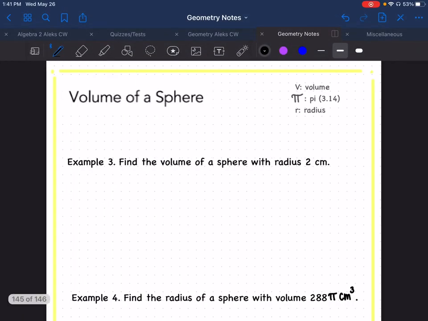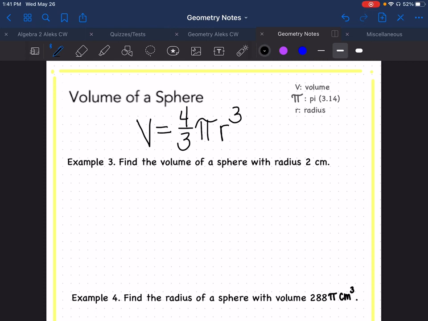Okay, I'm going to slide the Desmos right on off the screen. Let's go ahead and talk about the volume of a sphere. The formula for the volume of a sphere is V for volume equals 4/3 times pi times the radius cubed. So all you need to know for the sphere is the radius, and then of course you have to recognize pi and then recognize that you could be asked to use 3.14 for pi.